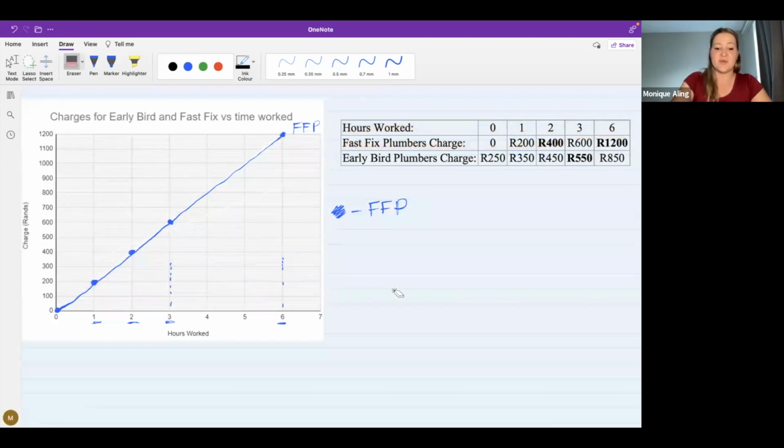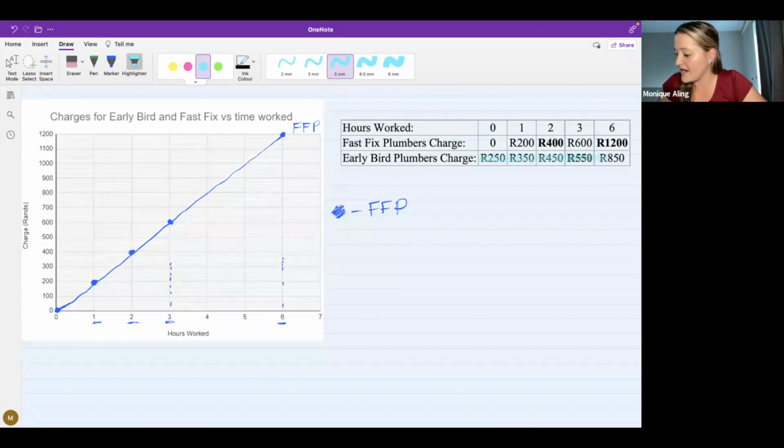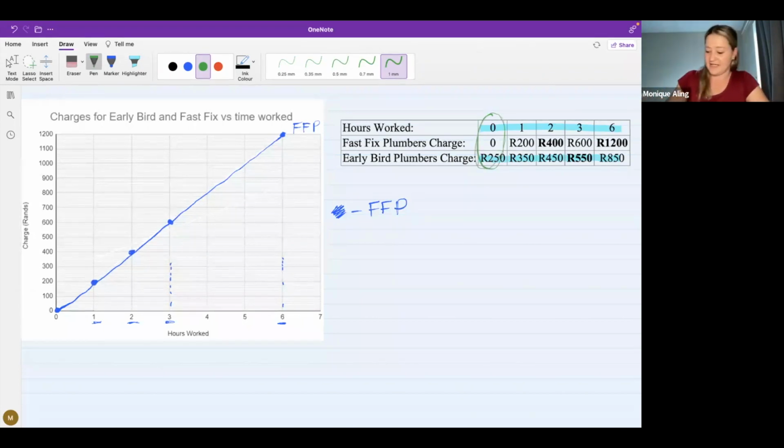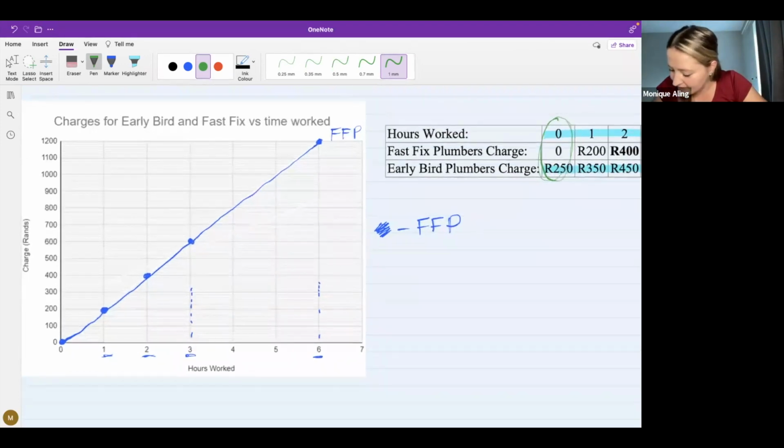Okay, do we have any questions with plotting that first graph? If you have any questions, let me know in the chat. Okay, then let's look at early birds. So early bird, we are focusing on the bottom values and the hours. So the first point is 0 and 250. So in line with 0 and 250 would be in the middle between 200 and 300.